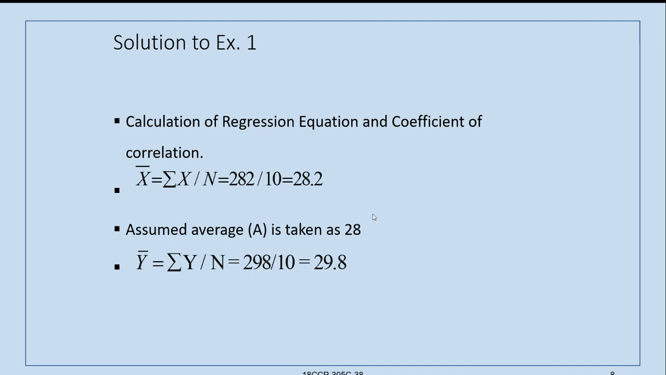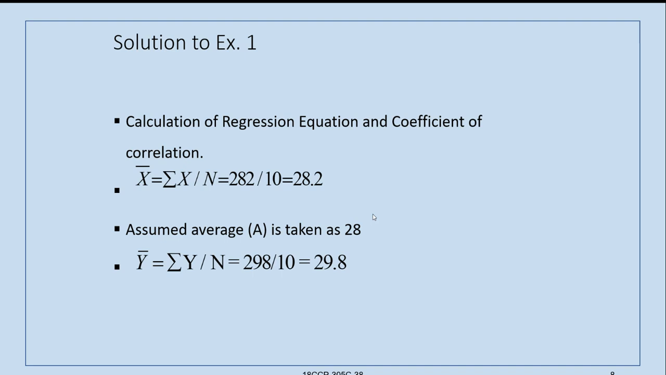The X on Y series equation is x minus x bar is equal to correlation times standard deviation of x by standard deviation of y into y minus y bar. So in that, x bar and y bar are required. So x bar is sigma x by n, that is 282 by 10, or 28.2.